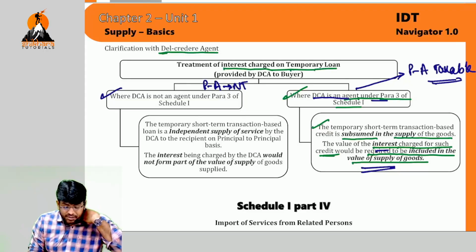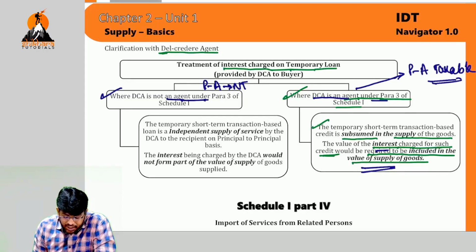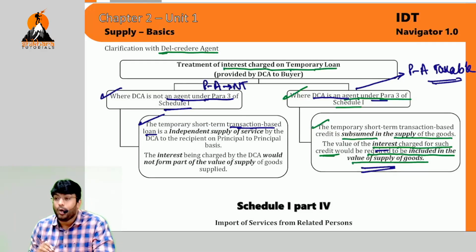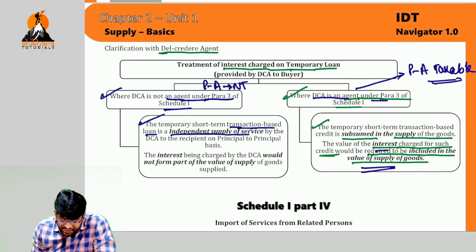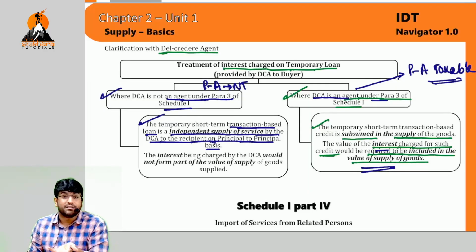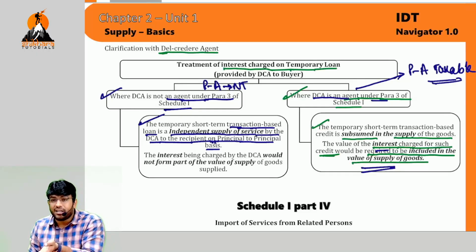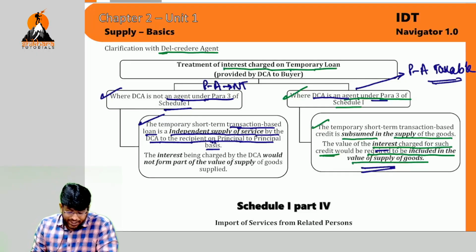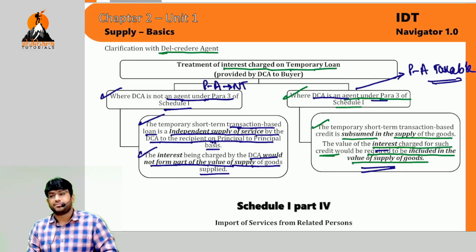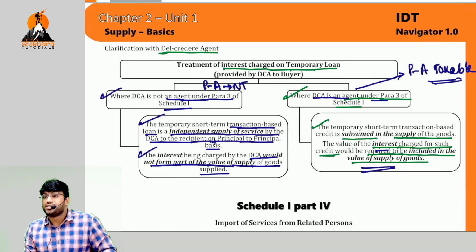Now read the left side box. DCA is not an agent under para 3 of Schedule 1. Temporary short-term transaction-based loan is an independent supply of service by DCA to the recipient. On what basis? Principal to principal basis, because it's not an agent as per GST law. The interest being charged by DCA would not form part of the value of supply of goods supplied. I hope we are getting clarity on this.